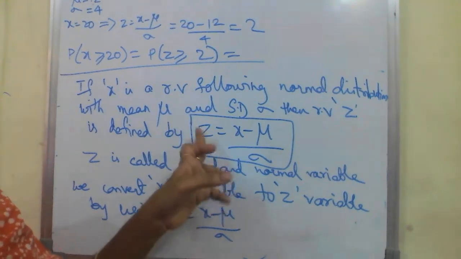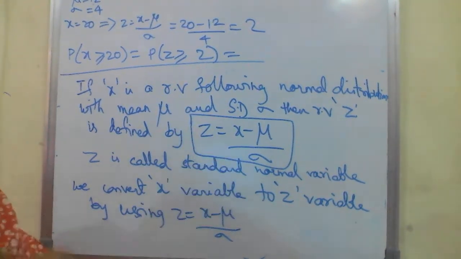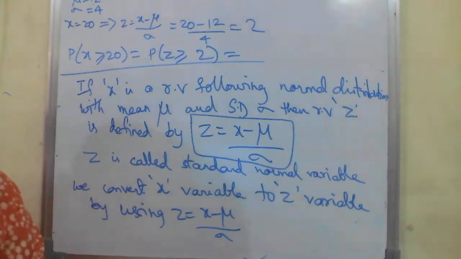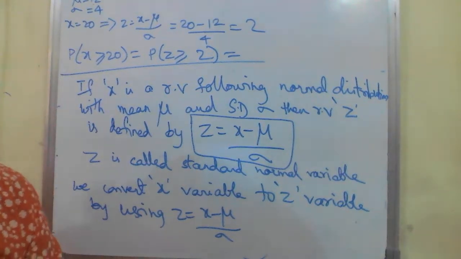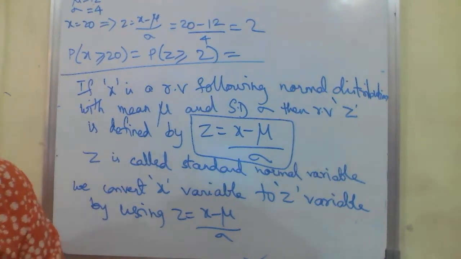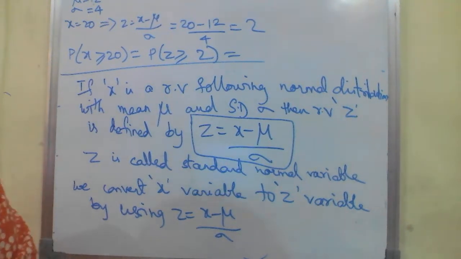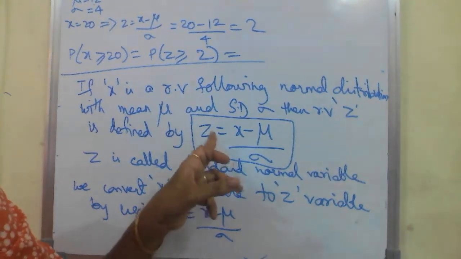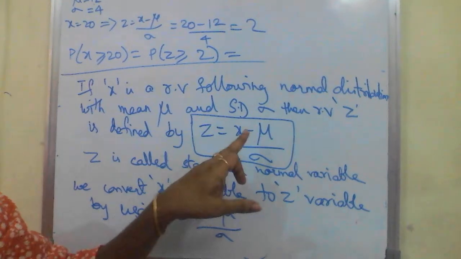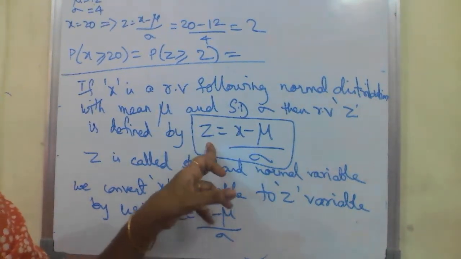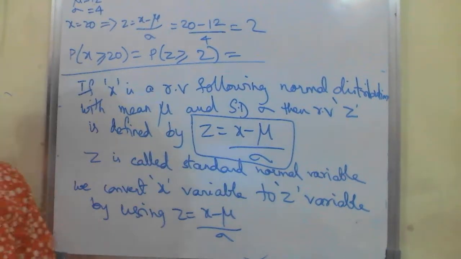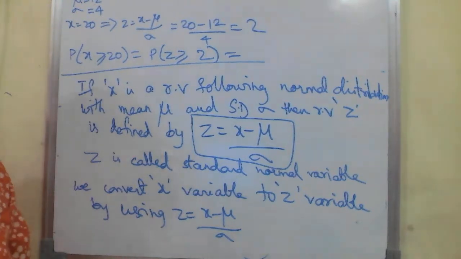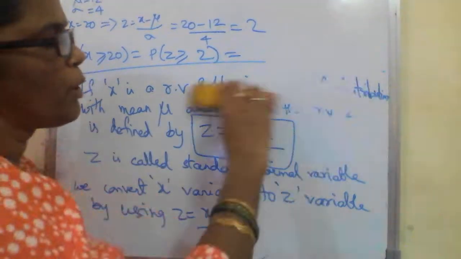Then find this particular z value from the table that I have posted. That is the table of distribution values I have already posted. From that table you have to find the value of z. So first convert x in terms of z and find the probability in terms of z using that table. So now we'll go for the problem.